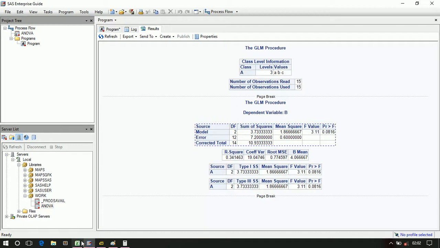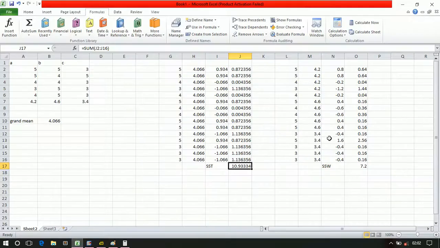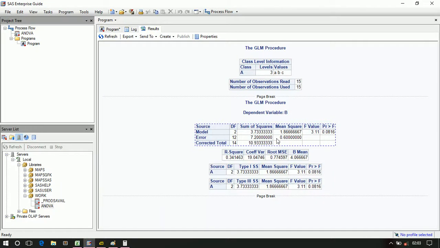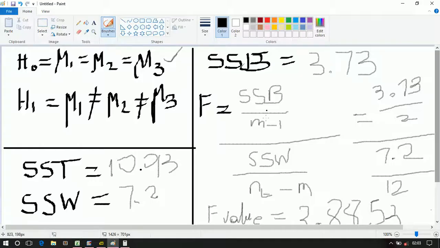The other thing we have done manually is the degrees of freedom. That is under the DF column: 2, 12 and 14. The F value here is 3.11, so if you see our manual calculation, it will be close to that. In SAS, you need to compare the F value with the P value. Our F value is 3.11 and the P value is 0.8.